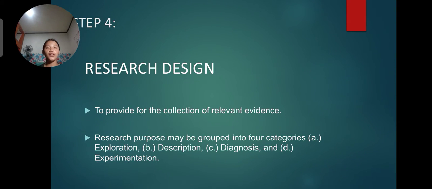Step 4. Research design. The researcher then must find out a research design. Research design provides how the research materials will be collected. One or more research methods, for example, experiment, survey, interview, etc., are chosen depending on the research objectives. In other words, the function of research design is to provide for the collection of relevant evidence with minimal expenditure of effort, time, and money.